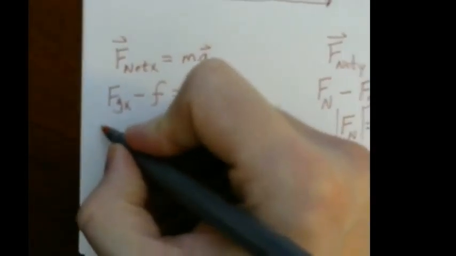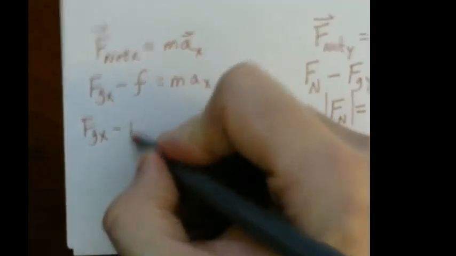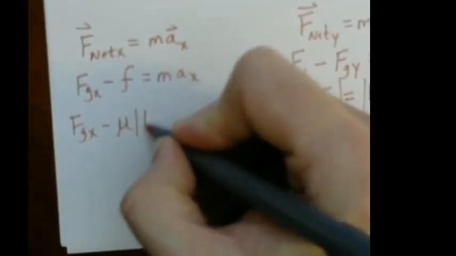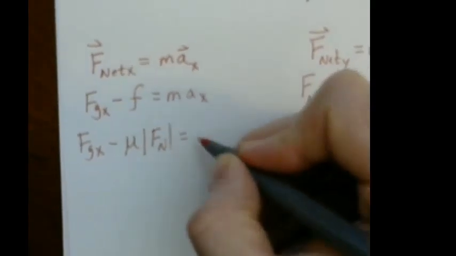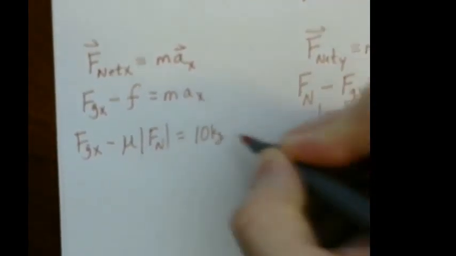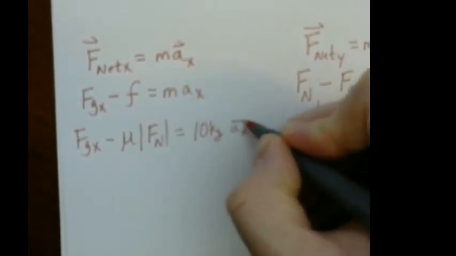We have an equation for friction. Put that in. Fgx minus the frictional force, which is always mu times the absolute value of the normal force, equals the mass, which is 10 kilograms, times the acceleration in the x direction.